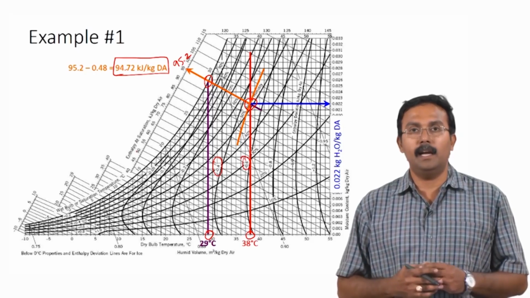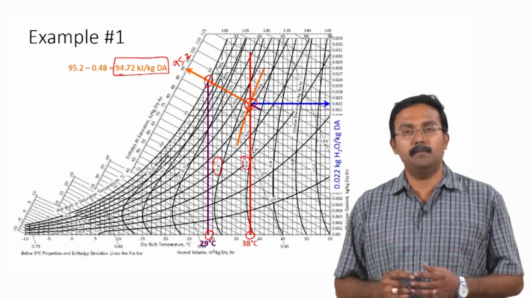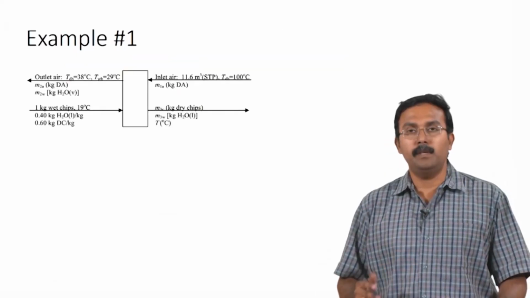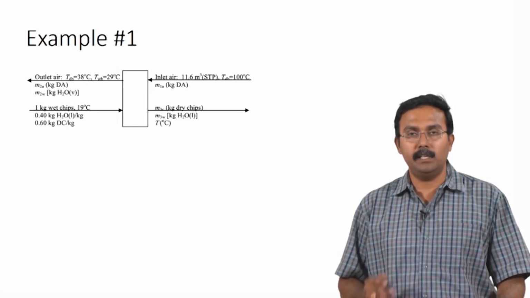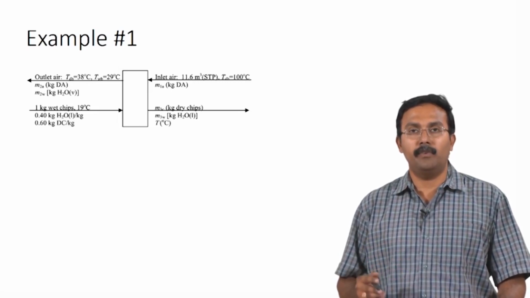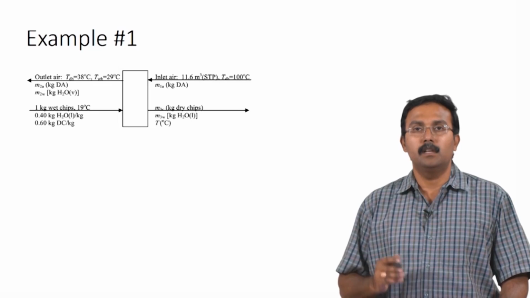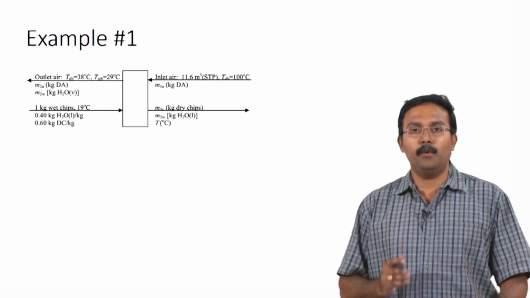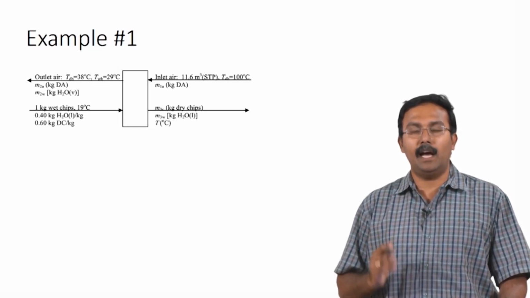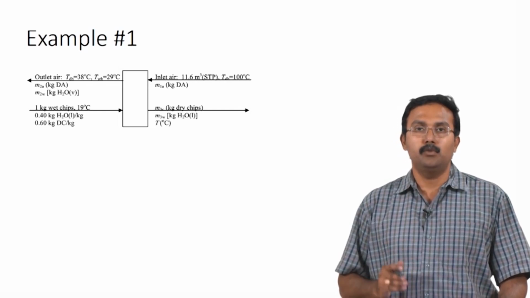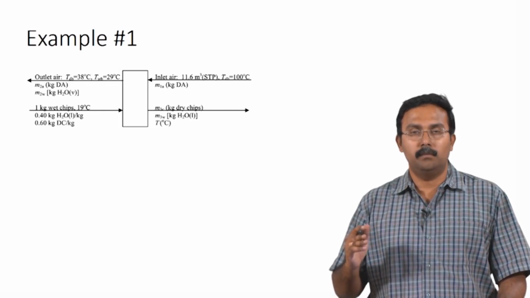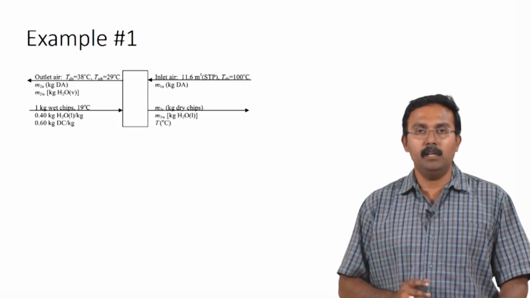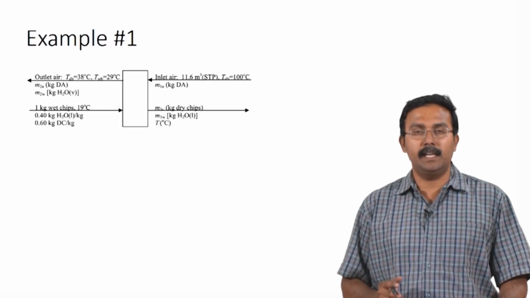Now, let us go ahead and perform the regular material and energy balance calculations. Before we start, the first information we need is the mass of air which is entering into the system. We know that 11.6 meter cube at STP of air is entering into the system. This is the volume, and we need to convert this volume into mass. We can convert the volume to number of moles using the ideal gas law.